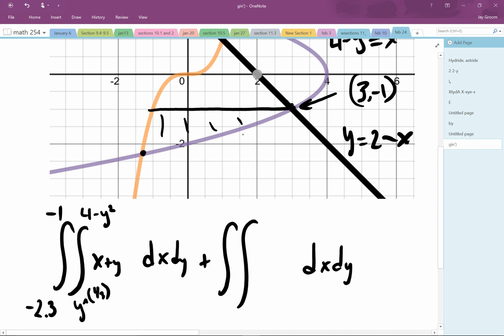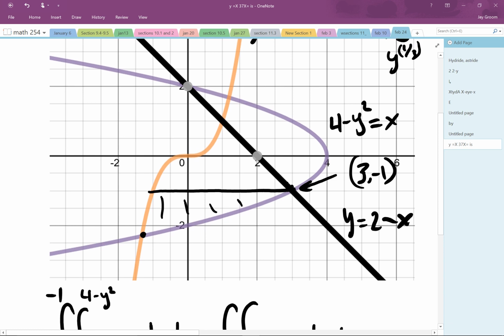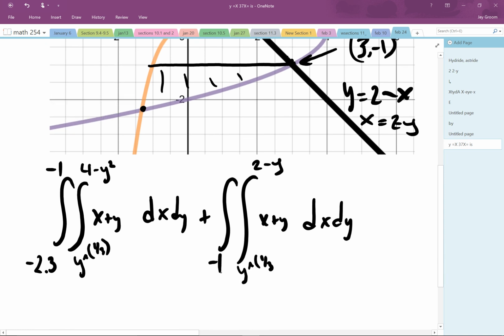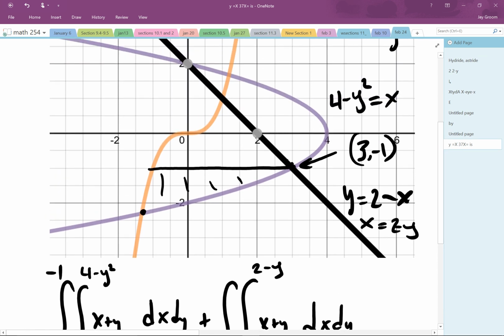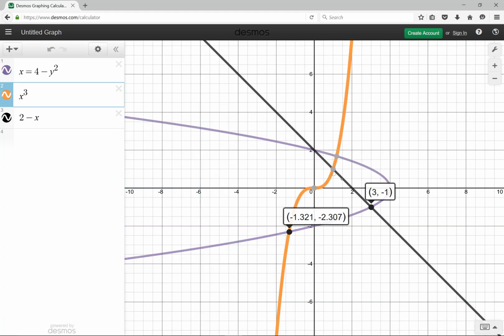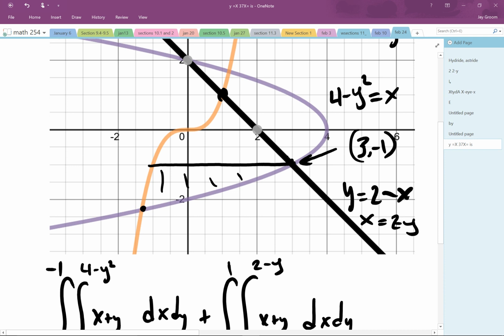For the upper piece, we're still bounded by the orange function over here, so still cube root of y. And we're bounded by the black function now, which needs to be written as x equals 2 minus y. It's 2 minus y. And we need to go from -1, that's my lower value, up to a y value right there at that intersection point, which is 1. So there it is right there.